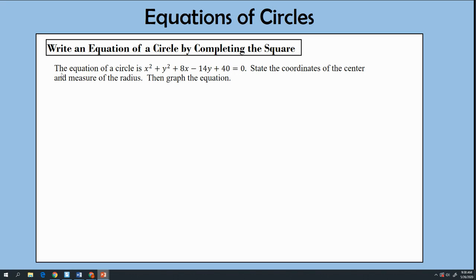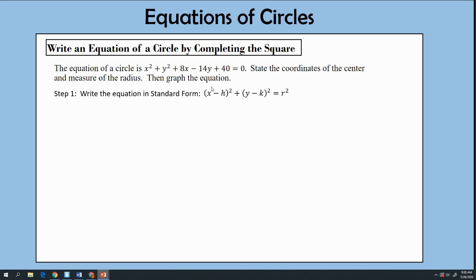So the question says the equation of a circle is given: x squared plus y squared plus 8x minus 14y plus 40 equals 0. State the coordinates of the center and measure of the radius, and then graph it. All right, so the first thing we're going to have to do is take this form that they've given it in and convert it to this form. Okay, so we're going to take this equation that they've given us and convert it into our center radius form for a circle.